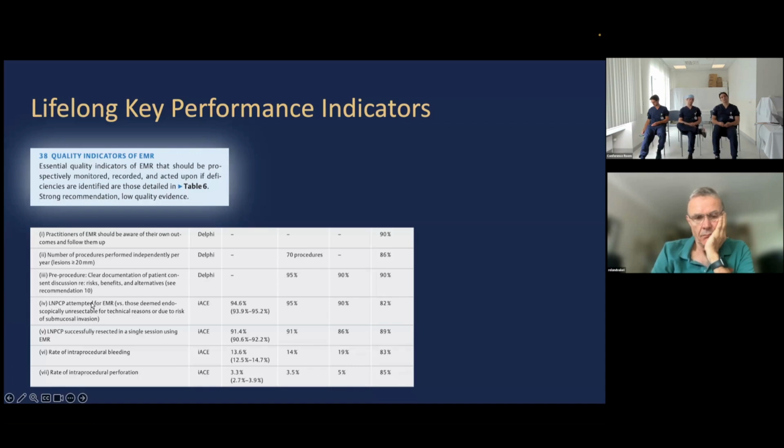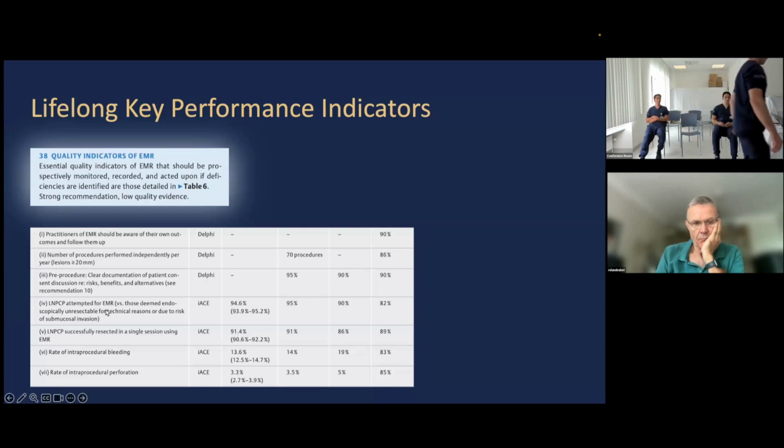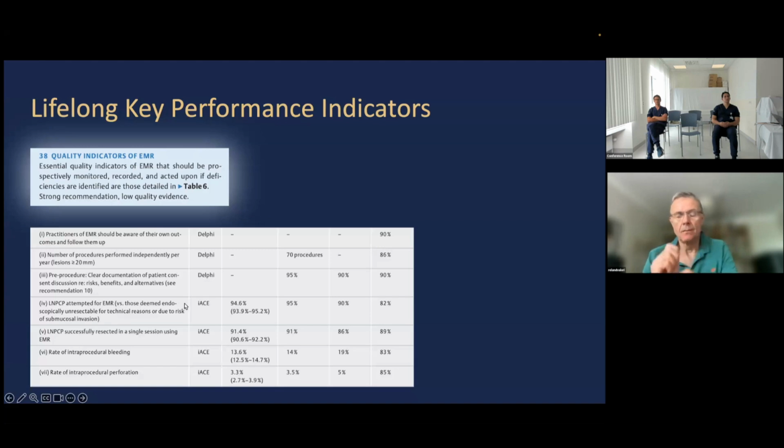But then just some definitions, because they're interesting, I think, for those of us who are training EMR. If you talk about a polyp being attempted for EMR, then what we're talking about is that you start the procedure. That is versus where you see a polyp and you don't start because you think that either it's not technically possible or there's a risk of cancer. So that's an important definition, an attempted lesion versus an unattempted lesion. And the percentage that you should be doing in your practice is maybe around about 95%.